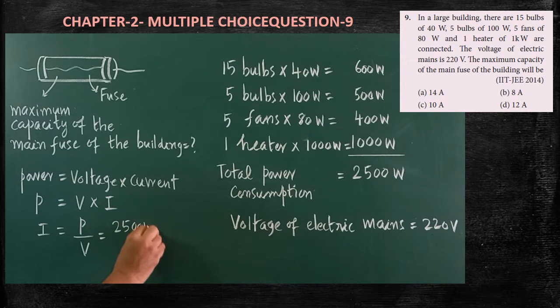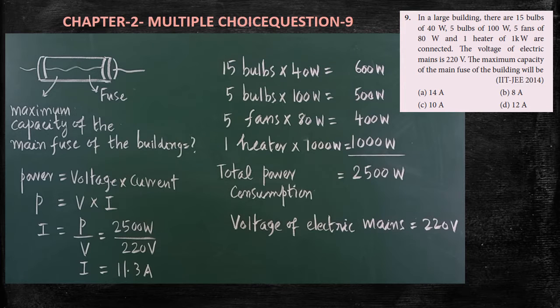2500 watt is the total power consumed by all the appliances. The voltage supplied to all the appliances, how much? 220 volt. Now after calculation you are getting the answer as 2500 divided by 220 volt, that is 11.3 ampere is flowing. Are you clear? In the household appliances, how much current is flowing? 11.3 ampere is flowing.